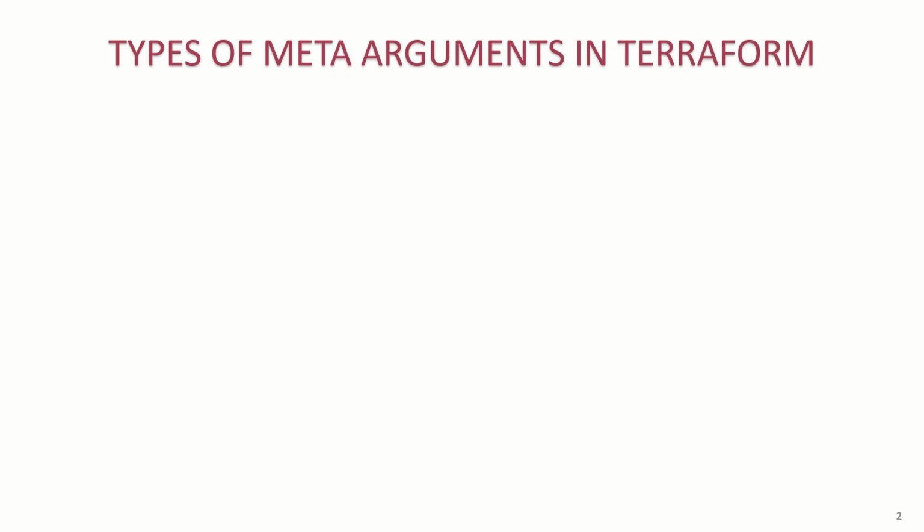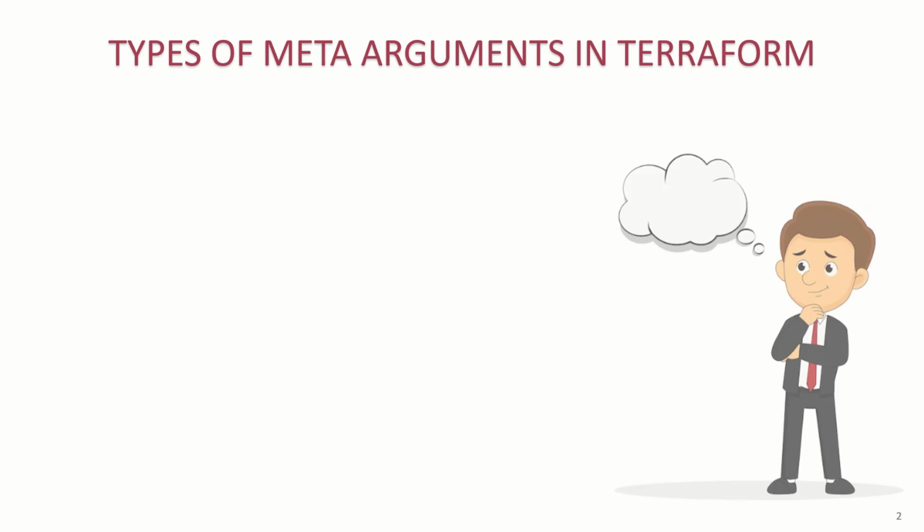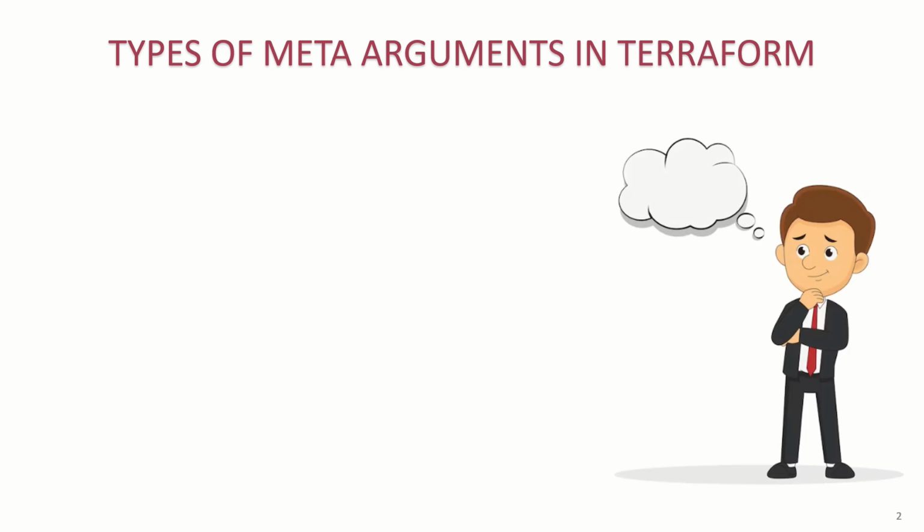In this video, firstly, we'll see how many types of meta arguments are available in Terraform and what actually a meta argument is. When we talk about meta arguments, we first have confusion about what this is. A meta argument is nothing special. We can use it anywhere in Terraform code. And there are multiple types of meta arguments.